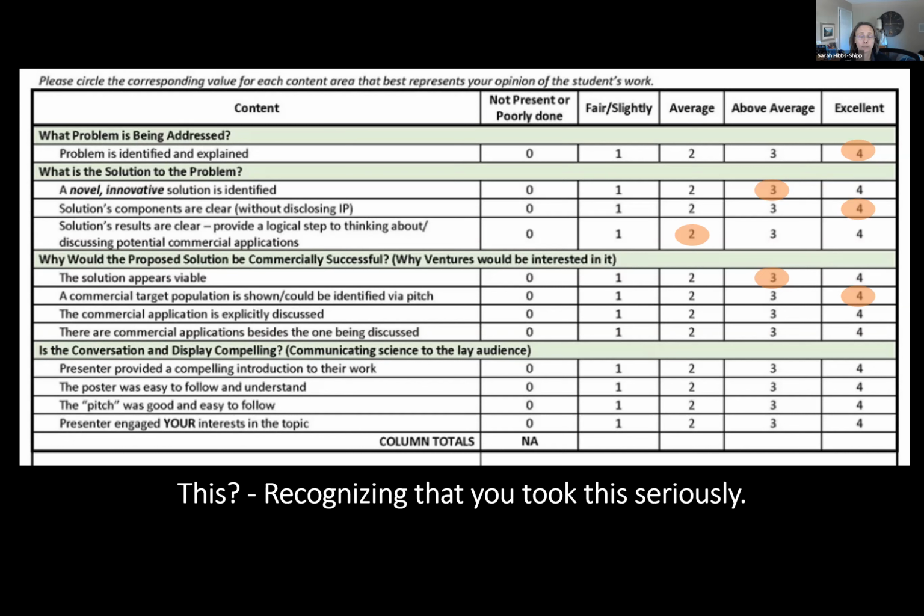Your poster was easy to follow and understand, and not filled with high level scientific jargon that people outside of your discipline would not understand. Those types of comments, we want the judges to be able to take your poster seriously.